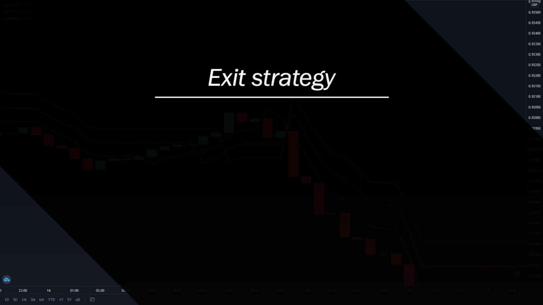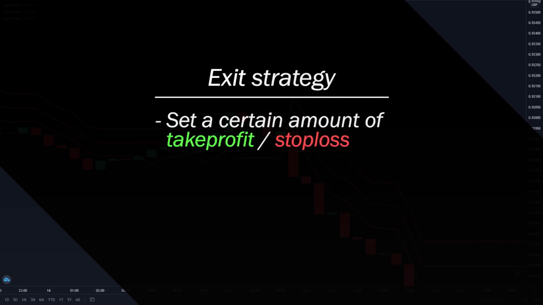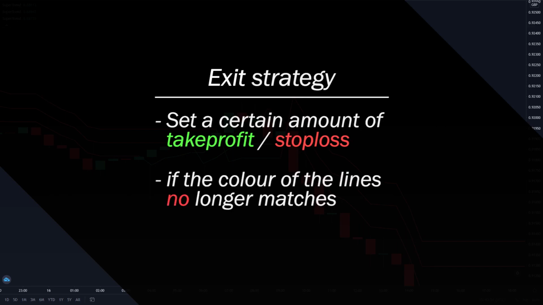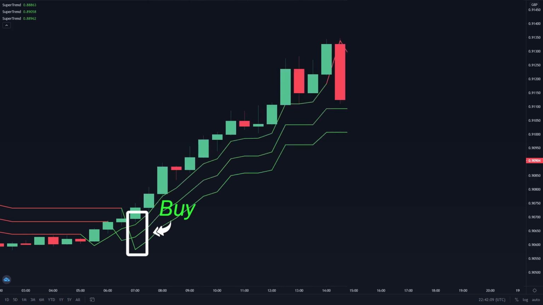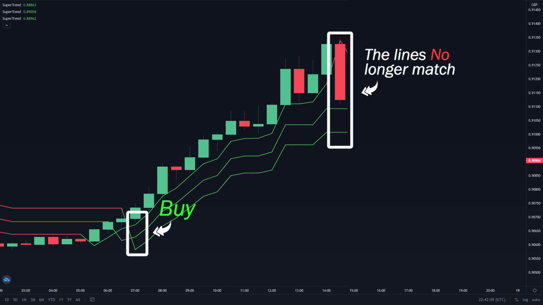And for our exit signal, there's actually a lot of ways you can do this. The first one is set a take profit or stop loss. So you close your position if your trade reaches a certain amount of profit or losses. Another way is if the color of the lines no longer matches. Like in this example, we can see that the color of the lines are all green. So you take a buy position. Next, you can see that one of the lines switches to a red color. And now that the lines no longer match, this is where you want to close your buy position.